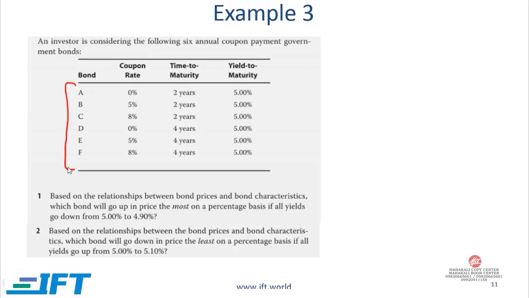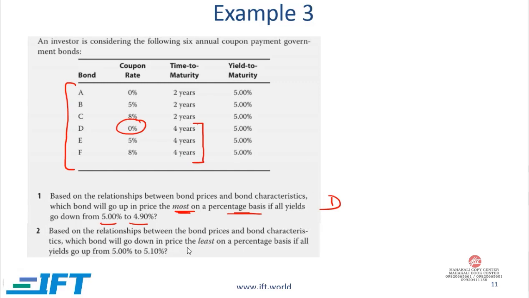We are given several bonds, the coupon rates, time to maturity, and the YTM, which is the same for all bonds. Based on the relationships between bond prices and bond characteristics, which bond will go up in price the most on a percentage basis if all yields go down from 5% to 4.9%? The greatest impact will be on the bonds which have high time to maturity and a low coupon rate. So the answer to 1 is D.